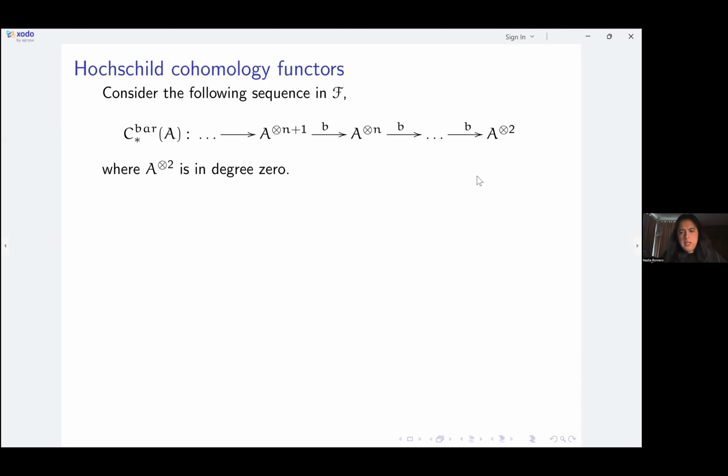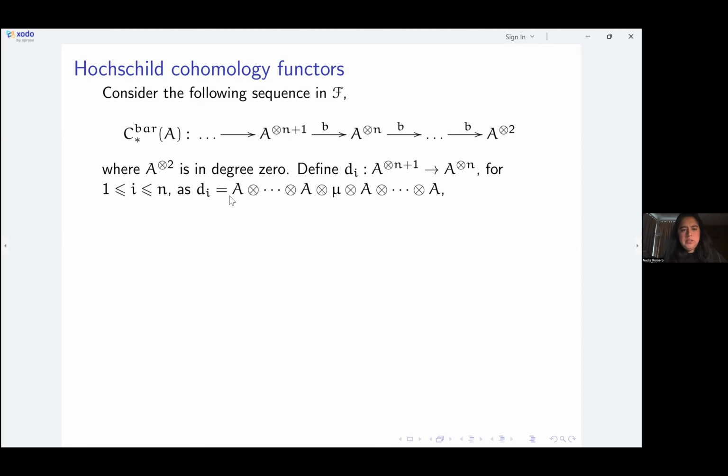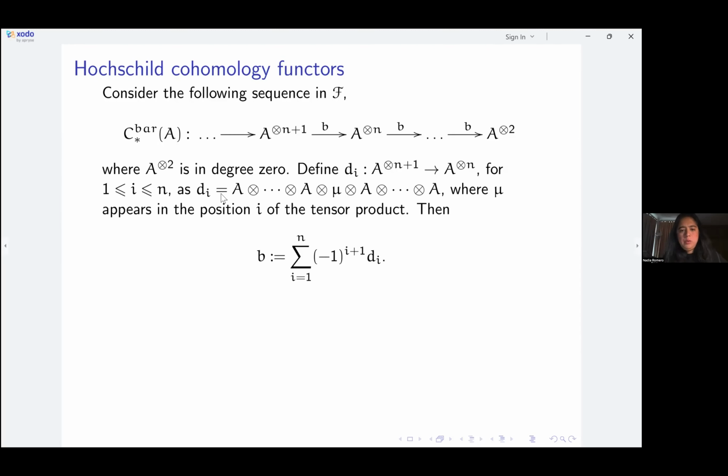So we're tensoring A with itself 2 times, 3 times, n times, etc. A tensor 2 is in degree 0. And we define these morphisms in the usual way. So this is d_i. What we're doing is taking the identity, and in position i, we're putting this product we have for A, this mu. So it's identity, mu, and then identity. This is d_i. And as usual, we consider this alternating sum of the d_i. This is the arrow b. This is the standard construction, the usual construction.